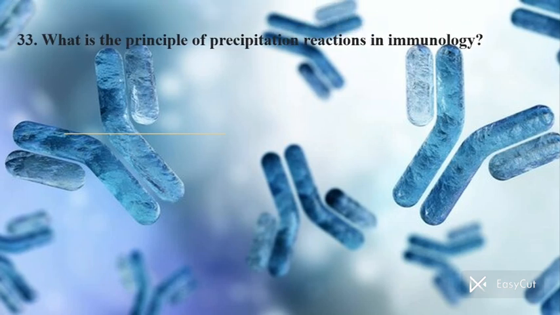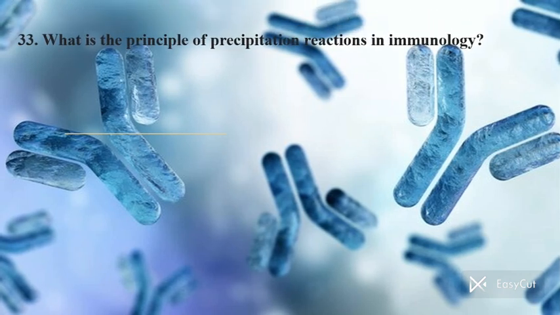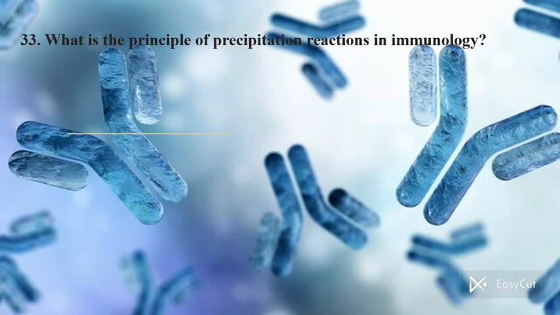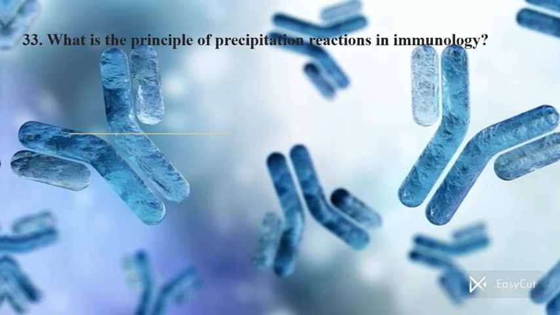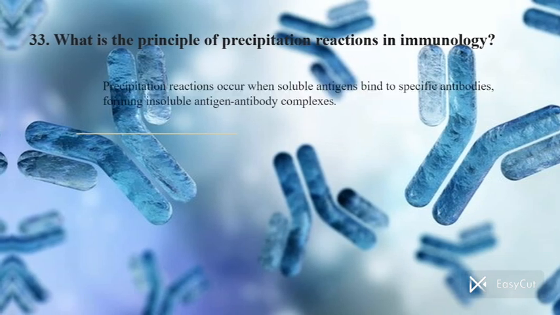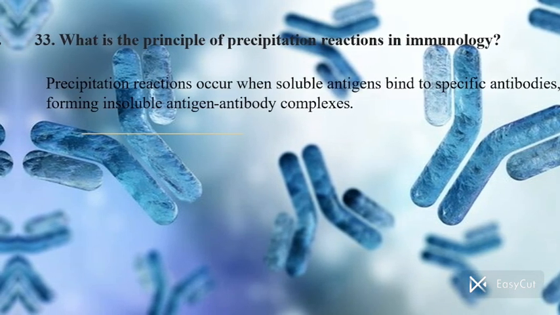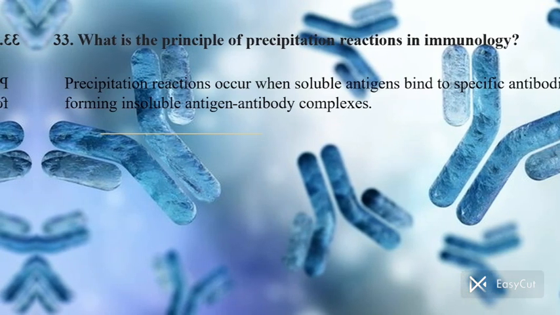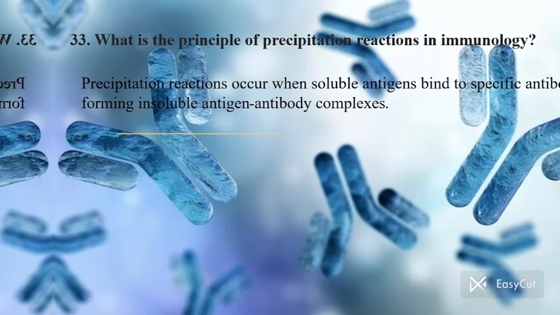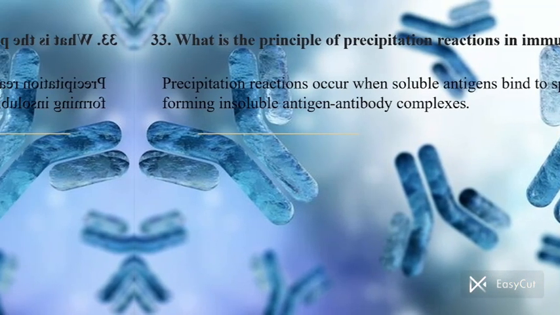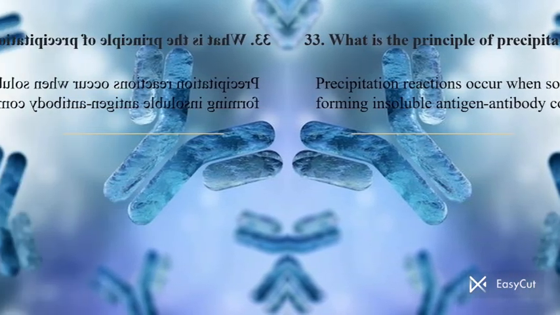So the first question is, what is the principle of precipitation reaction in immunology? Here we are going to see what precipitation reactions in immunology are and their principle. This precipitation reaction occurs when a soluble antigen binds to the specific antibody, forming an insoluble complex, which is an antigen-antibody complex.